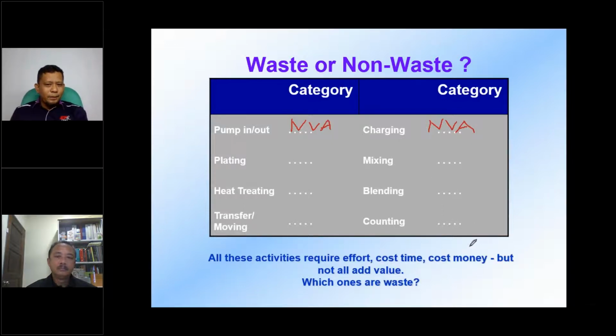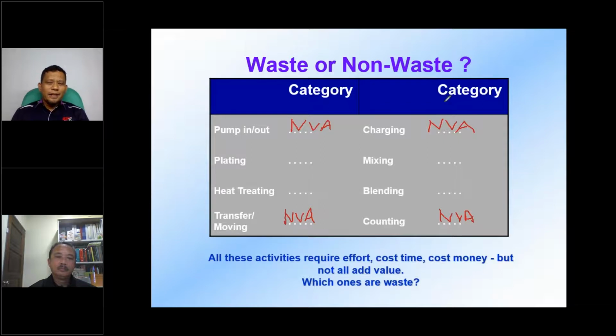Okay, so how about transfer and moving? Transfer and moving is another NVA. We have to move the parts and so on. So this is non-value added. And then we have to count the bags, we have to count the drums. The counting also does not change the physical, so it is considered non-value added. So this is an example of 4 common activities in the chemical plant that I observed that have this non-value added activity.